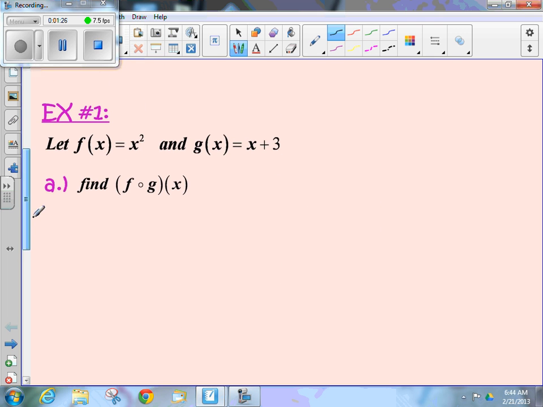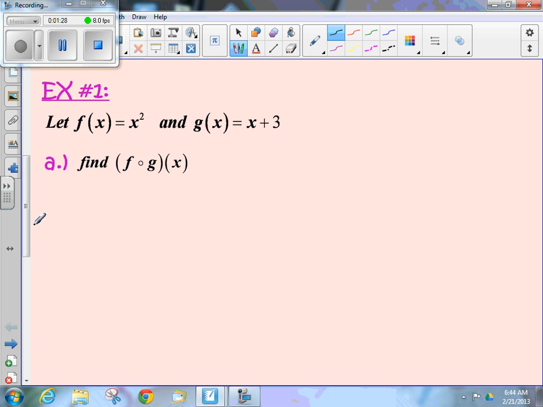Okay, for example, here's example number 1. It says that f of x is x squared, and g of x is x plus 3. And they're asking us to find f of g of x. So if they ask us to find f of g of x, what function are we starting with? Well, we're starting with the f function. The f function is x squared.